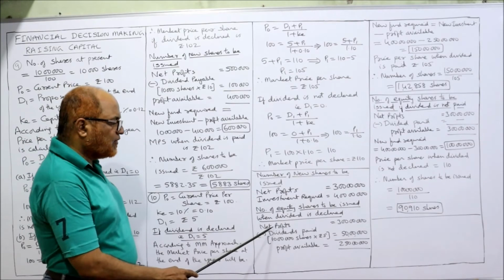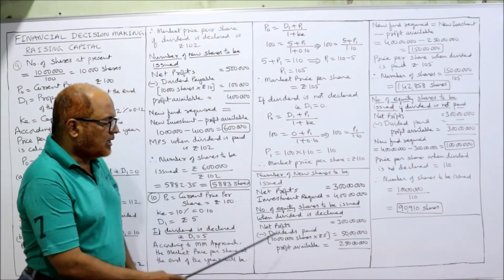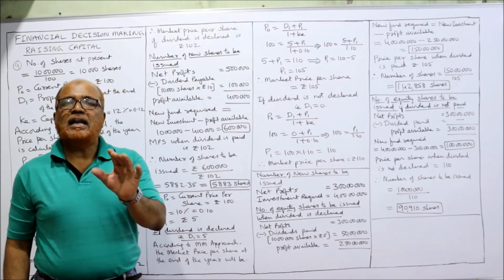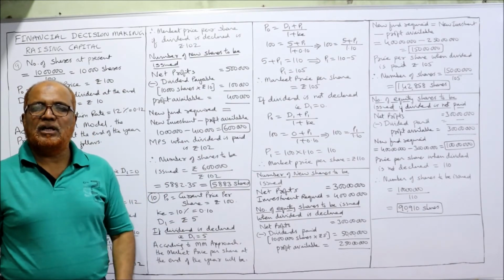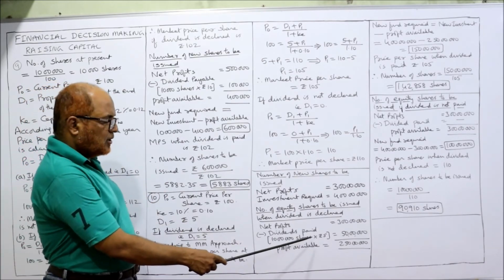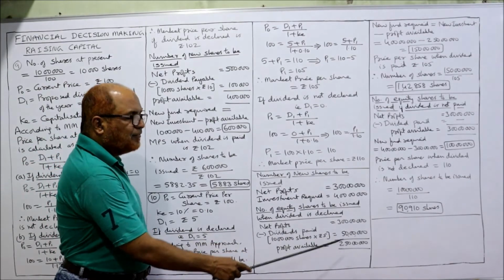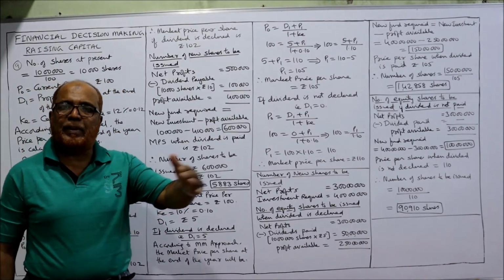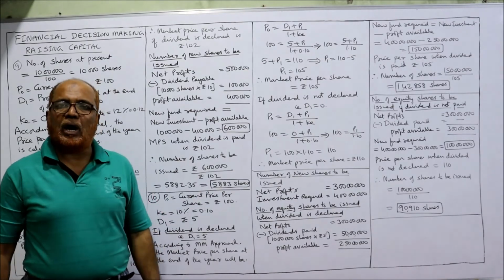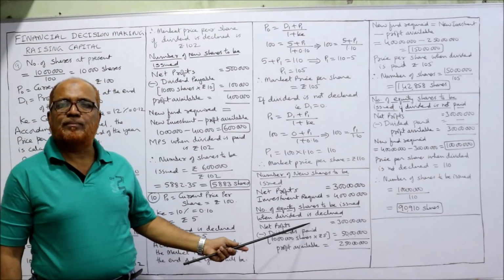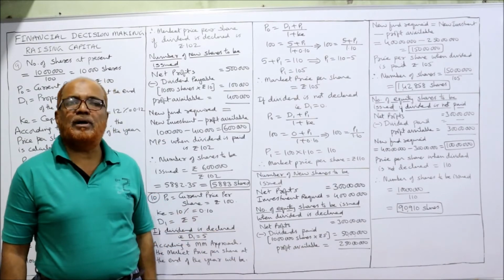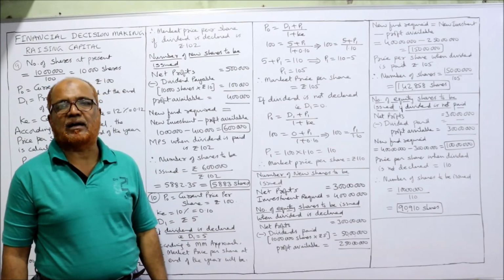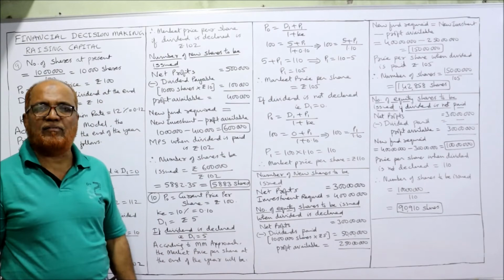So how much is the profit given in the problem? 3 crore. Dividend paid: 10 lakh equity shares are there, each share dividend 5 rupees. So 10 lakh into 5, 50 lakh rupees will be paid as dividend. So out of 3 crore profit, 50 lakh rupees dividend is paid. The remaining profit available is 2 crore 50 lakh.